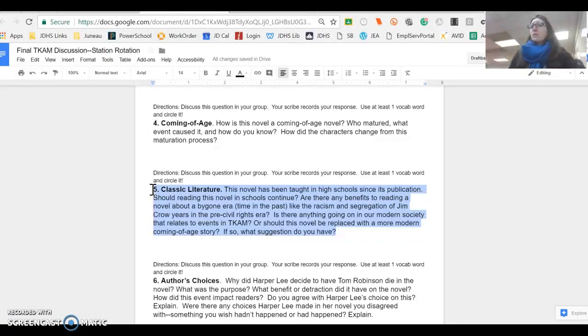Should this novel be replaced with a more modern coming-of-age story? And if you think so, make a suggestion. What modern coming-of-age story should it be replaced with?